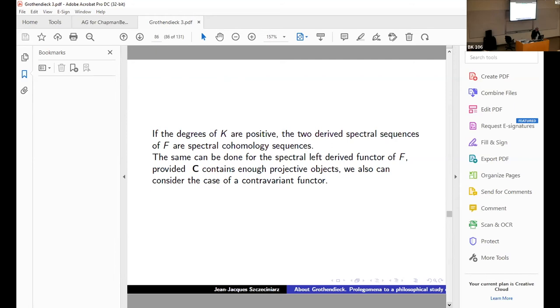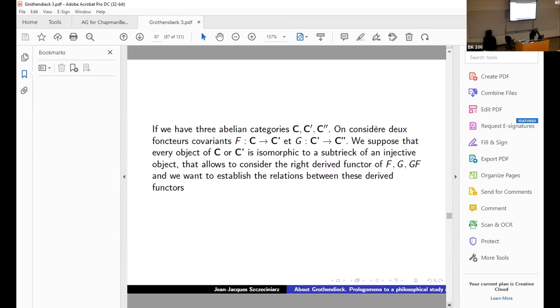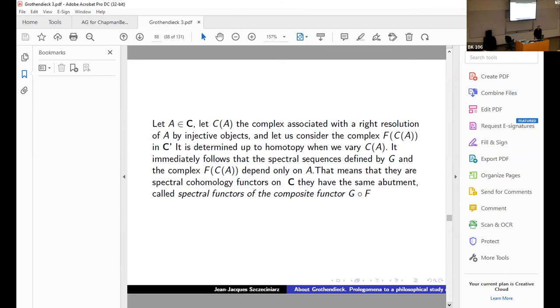So if the degrees of K are positive, the two derived spectral sequences of F are cohomological spectral sequences. The same can be done for the derived functors of F, provided the category contains enough injective objects. We can also consider the case of the contravariant functor. So there is a theorem in this paper by Grothendieck. I have no time to describe this completely.